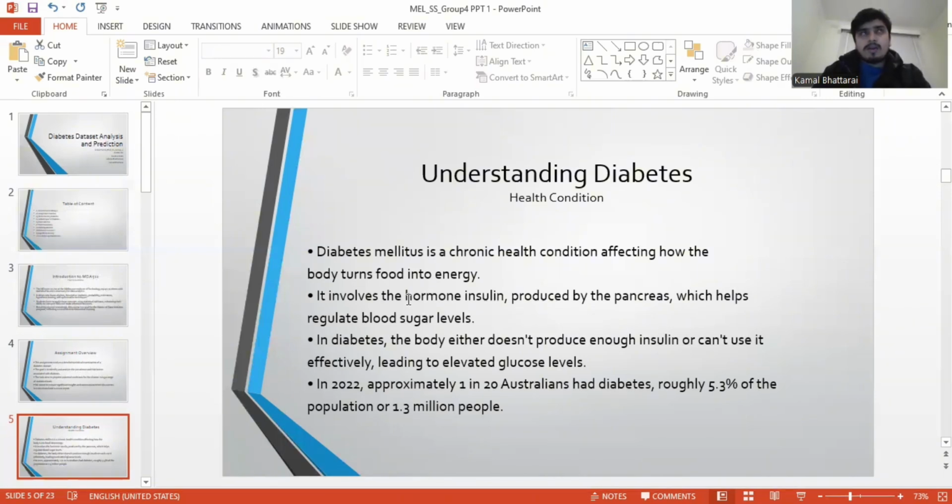Now, after studying this case, we researched some sites like the WHO and the Australian health regulation, from which we found that in 2022 approximately one in every 20 Australian citizens had diabetes, which is roughly 5.3% of the total population. And globally, there are 443 million people who have diabetes. Now, my friend Ambik will continue this presentation from here.